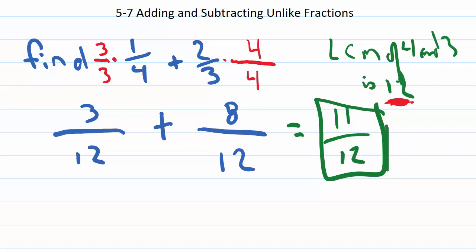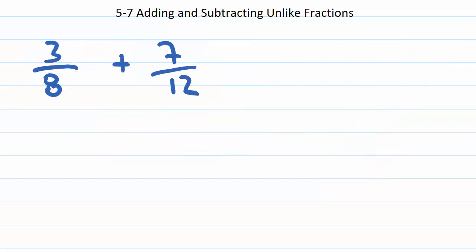Let's try another example. If I were asked to find 3/8 plus 7/12, I can't add them yet because they have different denominators. So I need to build these fractions to equivalent fractions that have a common denominator. Here's a little trick: I can always find a common denominator of 8 and 12 by multiplying 8 and 12 together. You can always find a common denominator by just multiplying the denominators together. But what's going to be more beneficial is if we can find the lowest common denominator. And remember, the lowest common denominator is equal to the lowest common multiple of the denominators.